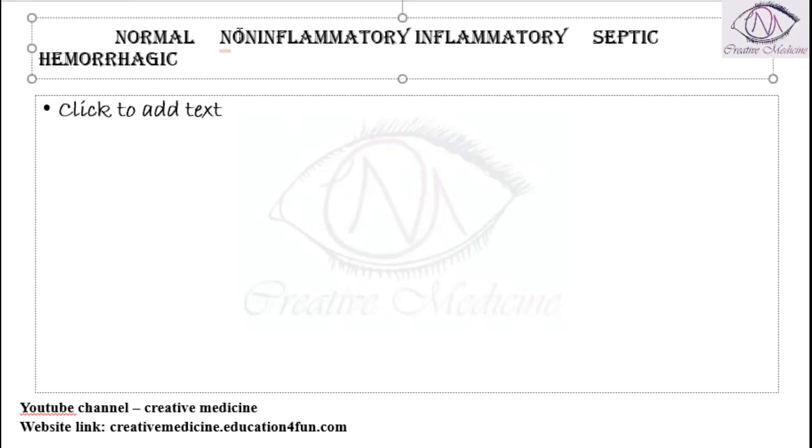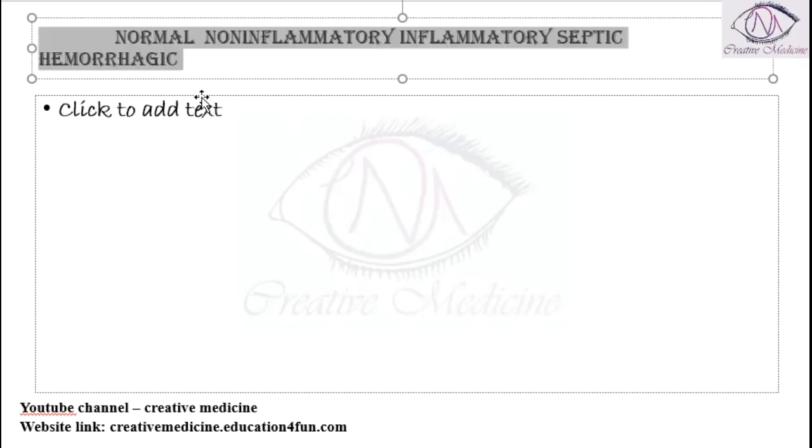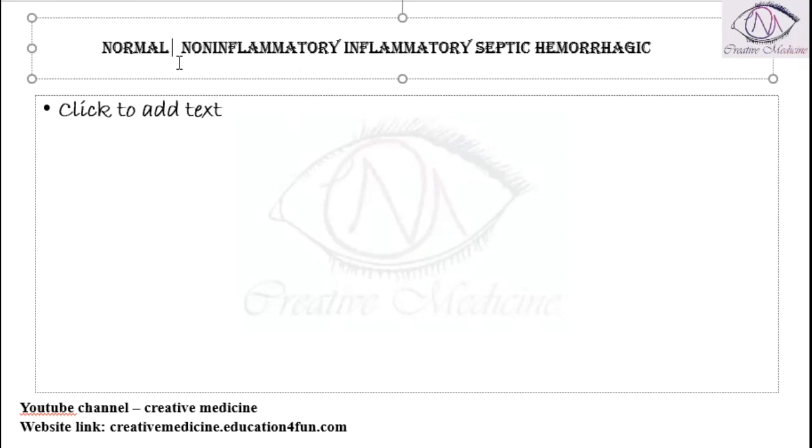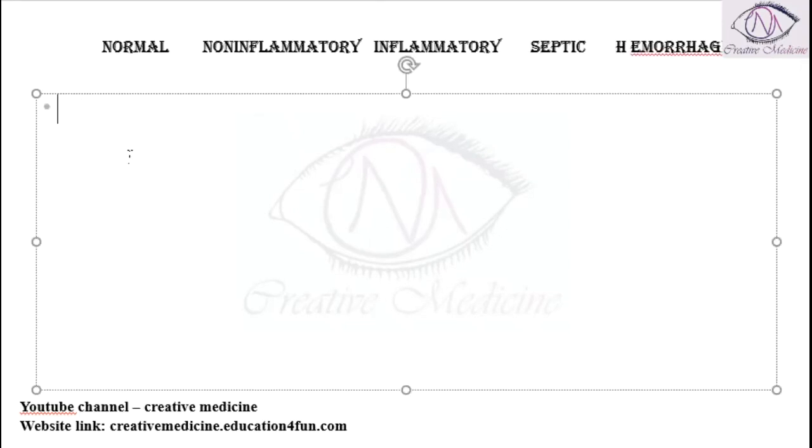Right. We have normal, non-inflammatory, inflammatory, septic, and hemorrhagic synovial fluid. Very good. First, in the normals, we will see the volume. The volume of normal synovial fluid is less than 3.5.